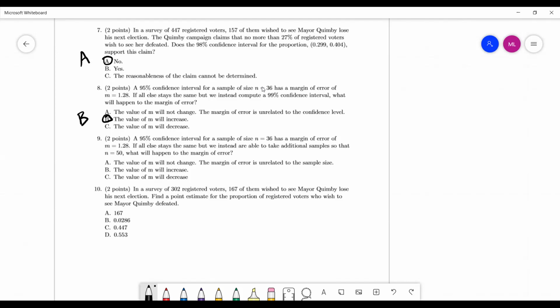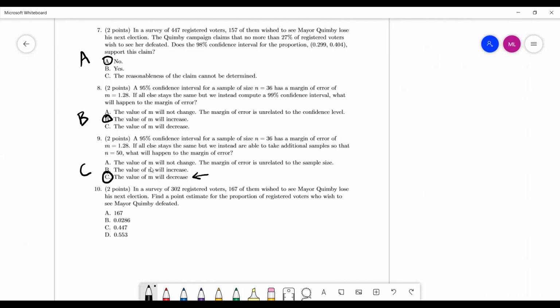Hopefully it's intuitive to people that taking a bigger sample should yield better results. And in the context of a confidence interval, better results means that we are more zeroed in on the correct answer. Basically, our interval has shrunk. So in this case, we would expect the margin of error, M, to decrease. We are more zeroed in.